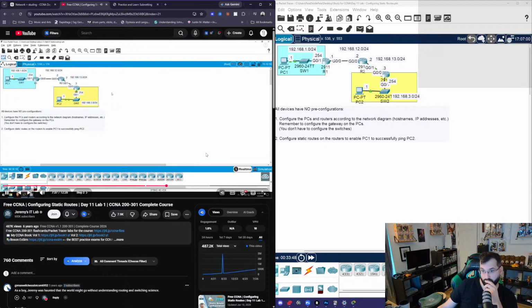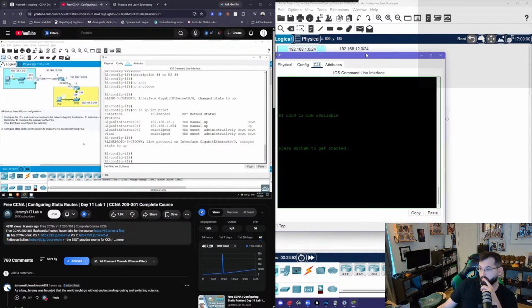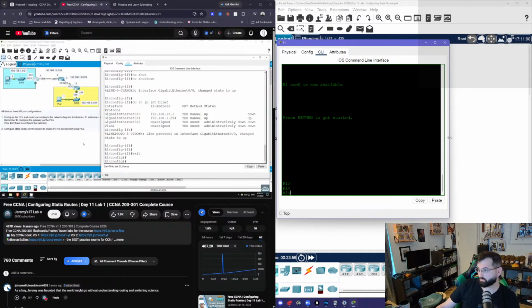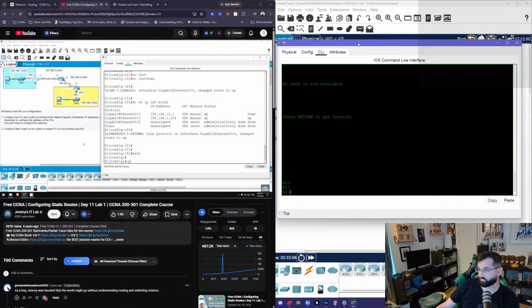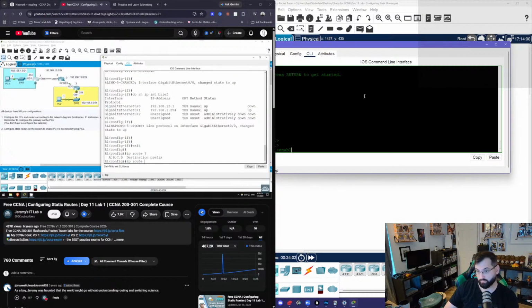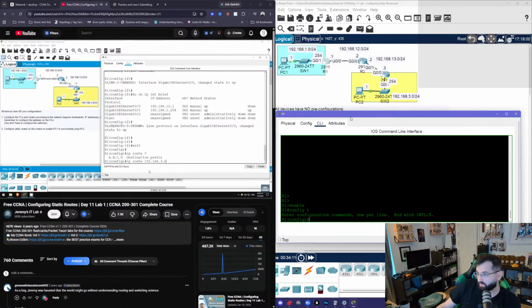Okay. Let's go on R1 and configure the first of the routes. We have to be in global config mode, so I'll type exit to get out of interface config mode. Configure the route with this command, IP route, and let's use the context-sensitive help to check the options. So it says destination prefix, meaning the network address, which is 192.168.3.0. Okay, so this is the part that I was struggling with earlier.